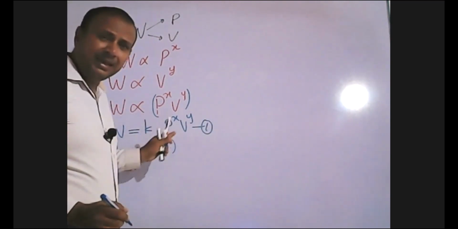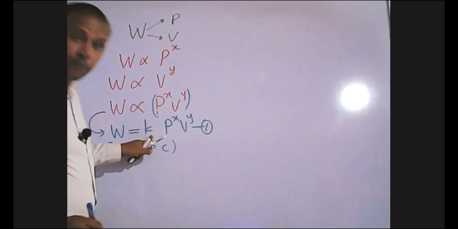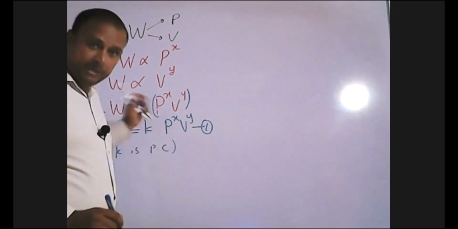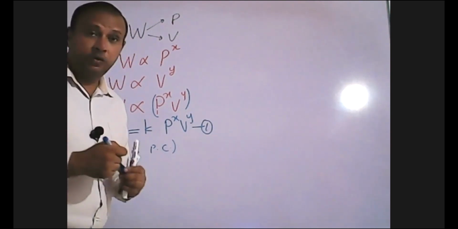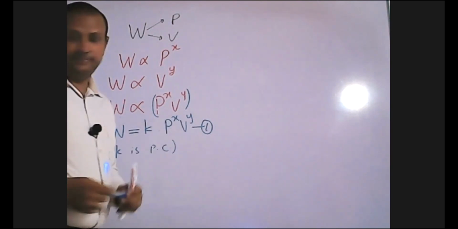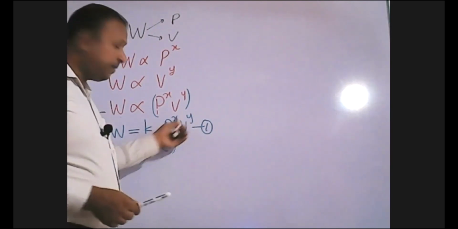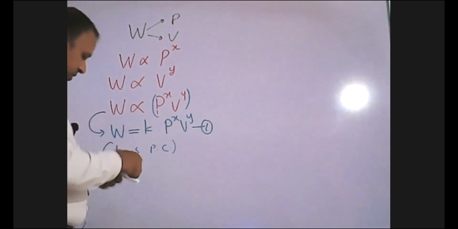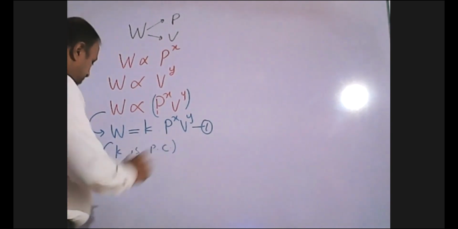Here, there are three unknown terms. What are those? Proportionality constant K, X, and Y. K is given. So my objective is to determine these two unknown factors, X and Y. To determine X and Y, I can use dimensional analysis. As this is an equation, both sides, LHS and RHS, would have the same dimension.